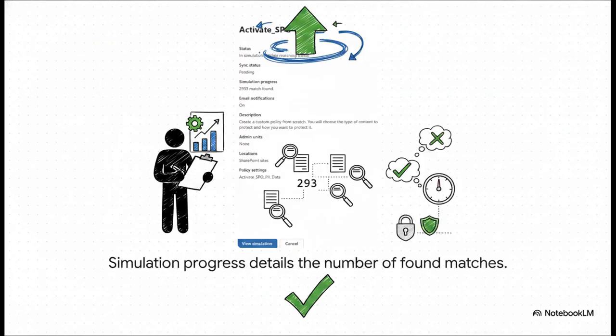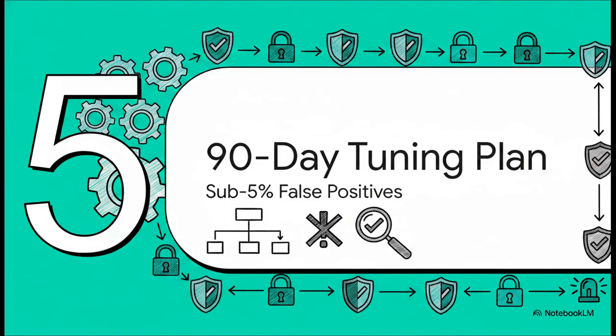Once you're running in simulation mode, the system generates this highly detailed output. You can review the exact matches and see the actual volume of alerts being generated. By reviewing this data first, you can spot legitimate workflows you might have overlooked, tweak your exceptions, and confidently lower that initial false positive rate before you ever actively start enforcing blocks. Which brings us to Section 5, the 90-day tuning plan to reach sub 5% false positives.